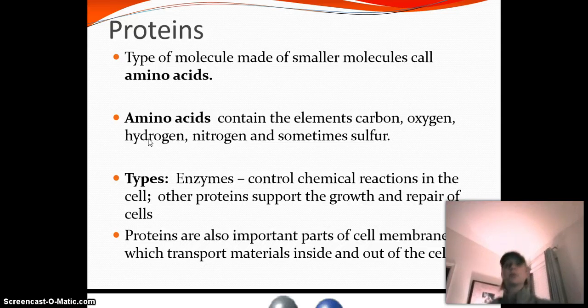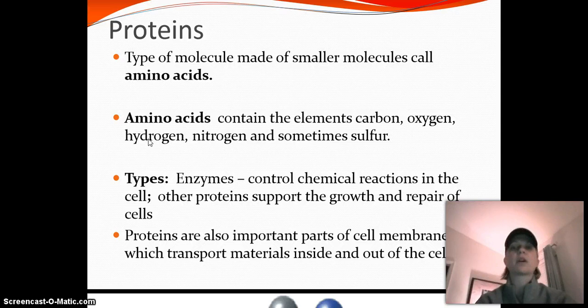And some proteins are going to support growth and repair. Some are going to be looking at the reaction itself that's going on within the cell. Examples of proteins are things like enzymes. So think about our saliva, that's a protein. They're also important parts of the cell membrane, the part of the cell that's going to allow for things to get in and out of the cell. So that's another function of the protein.